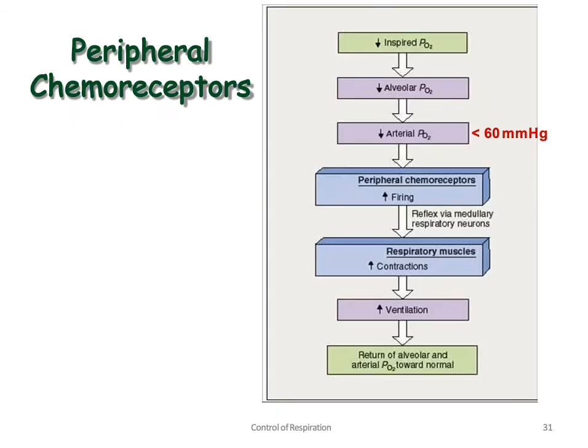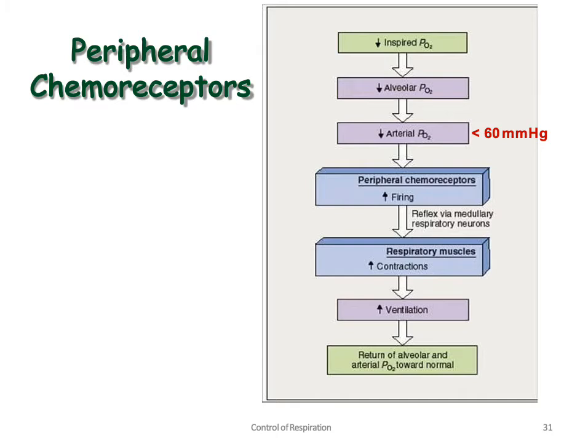The peripheral chemoreceptors located in the carotid bodies will send signals to the respiration center via the carotid sinus nerve. But the aortic bodies will send signals via the vagus nerve to the respiration center.